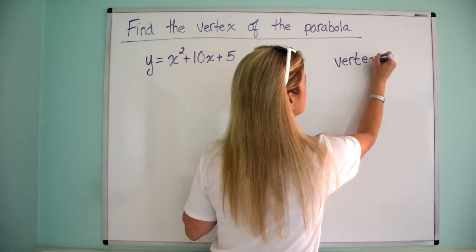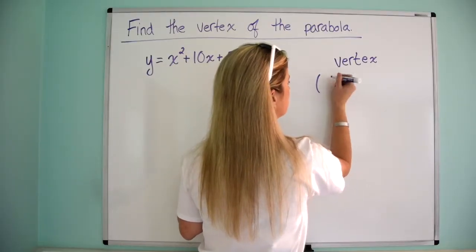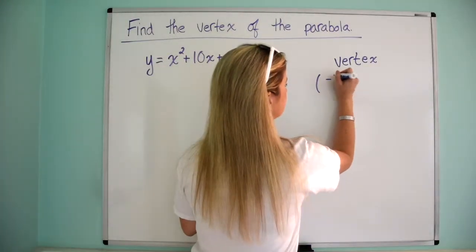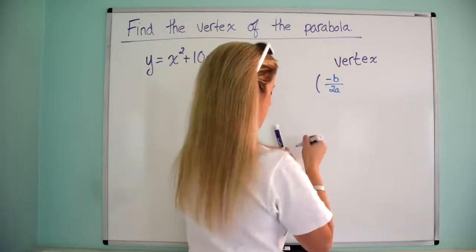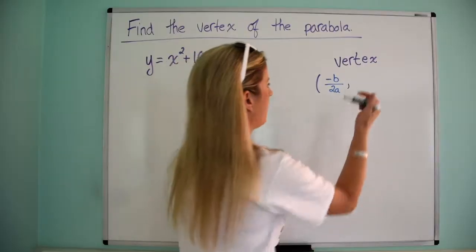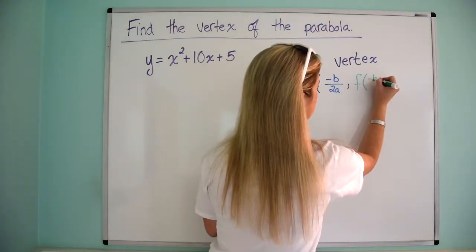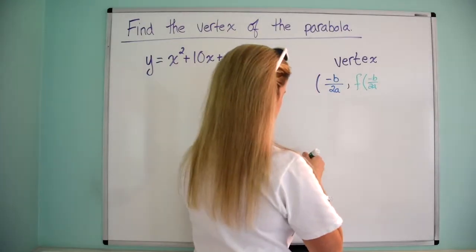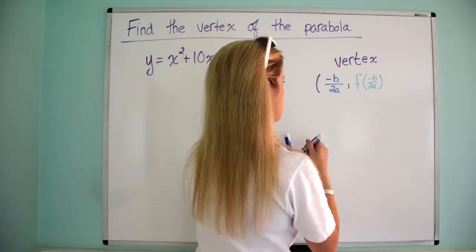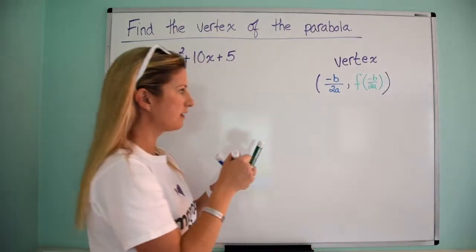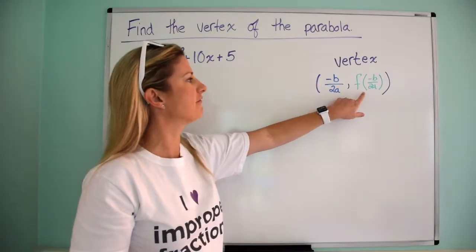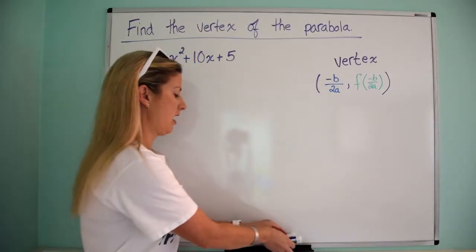So the vertex is located at the opposite of b over 2a, comma, f of the opposite of b over 2a. Oops, wait, I need to close that parenthesis there. All right, so a lot of students get confused when they see the opposite of b over 2a, they generally understand, but f of the opposite of b over 2a can be confusing for people sometimes.